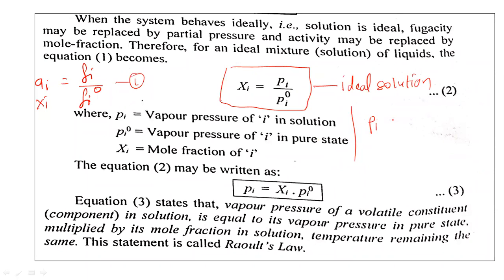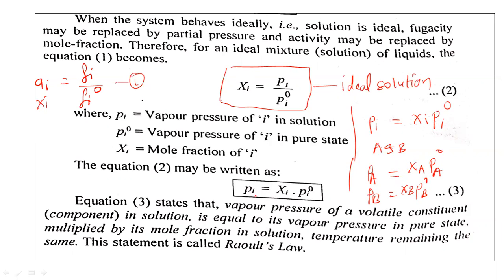So partial pressure Pi is equal to Xi into Pi0. Suppose that in a solution there are two components, A and B, ethanol and water. Then we can write this derivation for ethanol. For component A, Pa is equal to Xa into Pa0, or Pb is equal to Xb into Pb0. Okay, we can modify the equation.